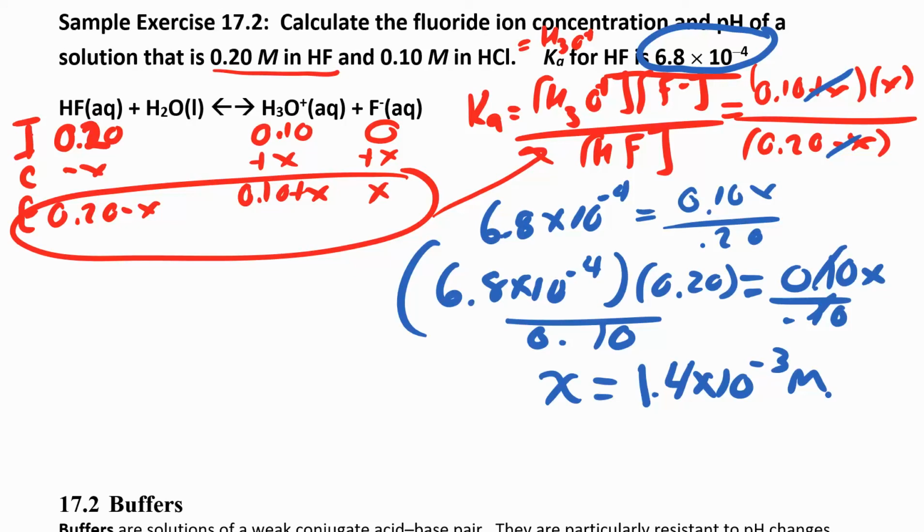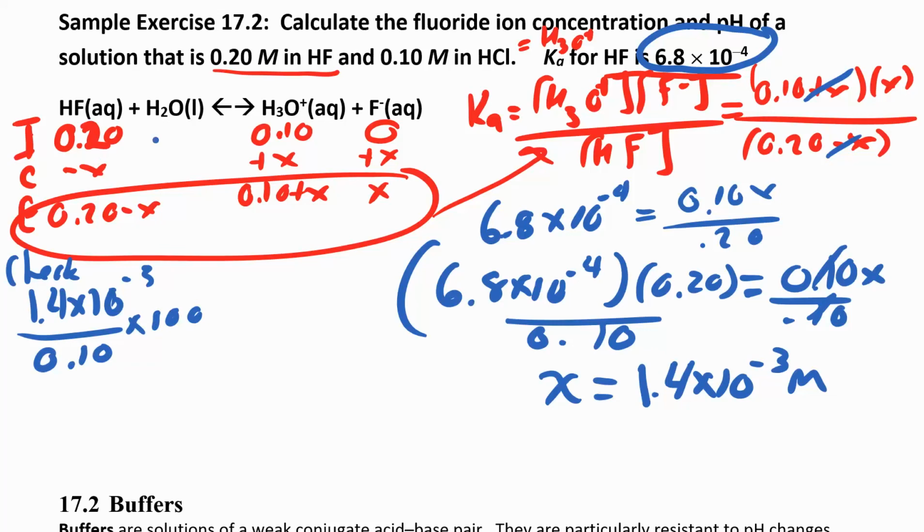And you can check. We didn't check the approximation last time. Let's check it this time. So if we had 1.4 times 10 to the negative 3, this is our check to see if it's okay to eliminate that x and not use the quadratic. x over initial times 100. And I picked the smallest one.